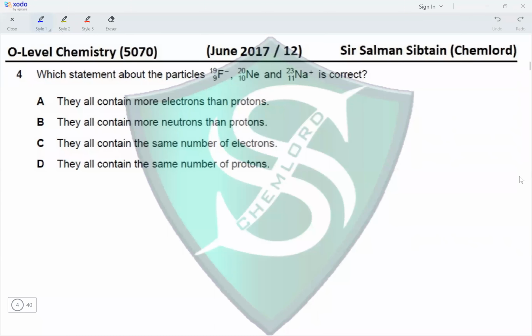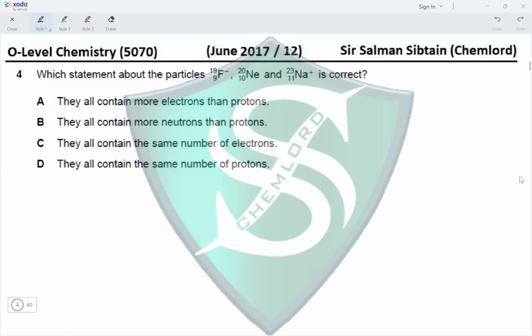Question 4. Which statement about the particles F-, Ne and Na+ is correct? They all contain more electrons than protons. They all contain more neutrons than protons. They all contain the same number of electrons. They all contain the same number of protons.